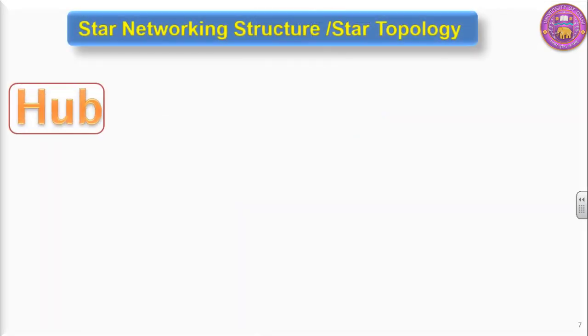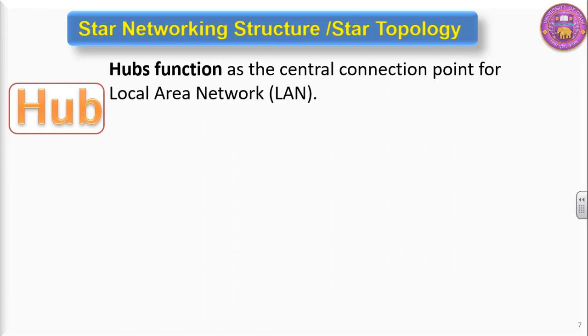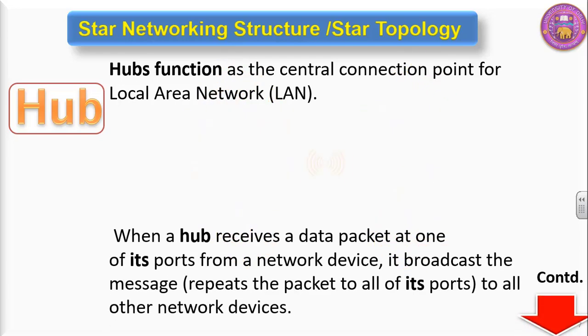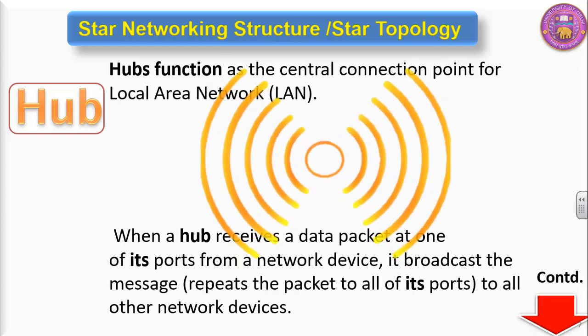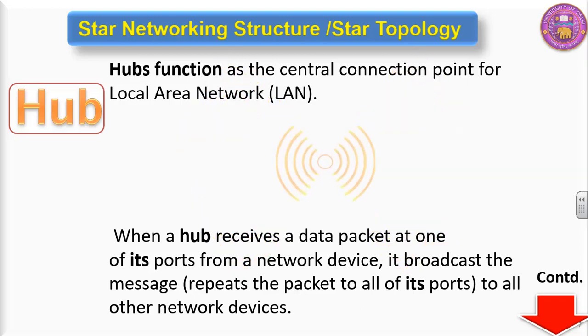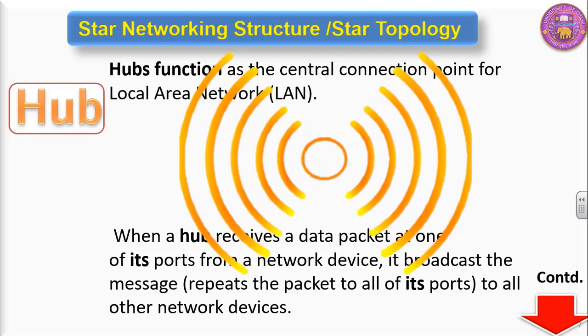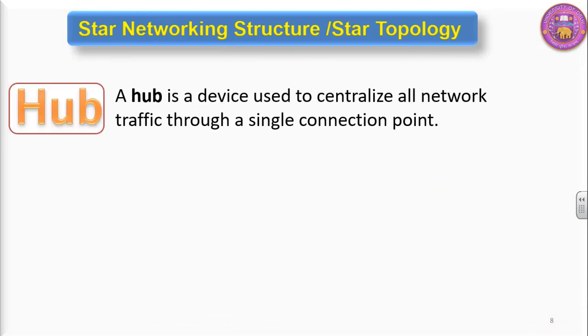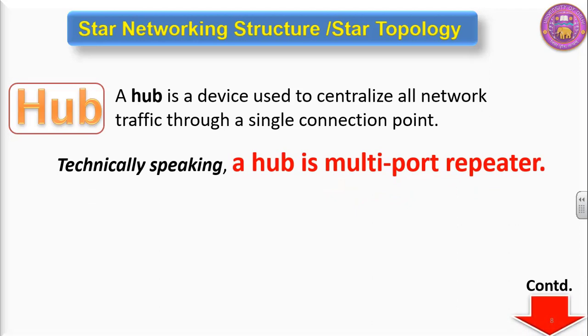Now what is this hub? Hub functions as the central connection point for a local area network. When a hub receives a data packet at one of its ports from a network device, it broadcasts the message to all other network devices. A hub is a device used to centralize all network traffic through a single connection point. Technically speaking, a hub is a multi-port repeater.